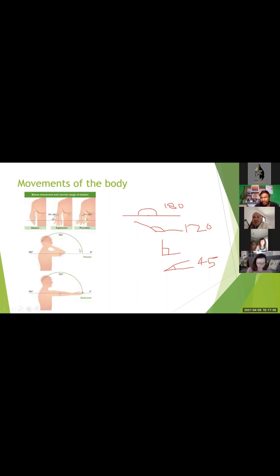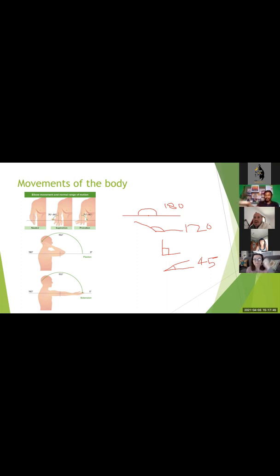So can you see here? Whenever the angle between the joints decreases, it is known as flexion. Flexion of the elbow. Whenever the angle is increasing, that is known as extension of the elbow. Right now, when I'm opening my hand like that, the angle is increasing from 45, 90, 120, to 180. That is extension of the elbow.